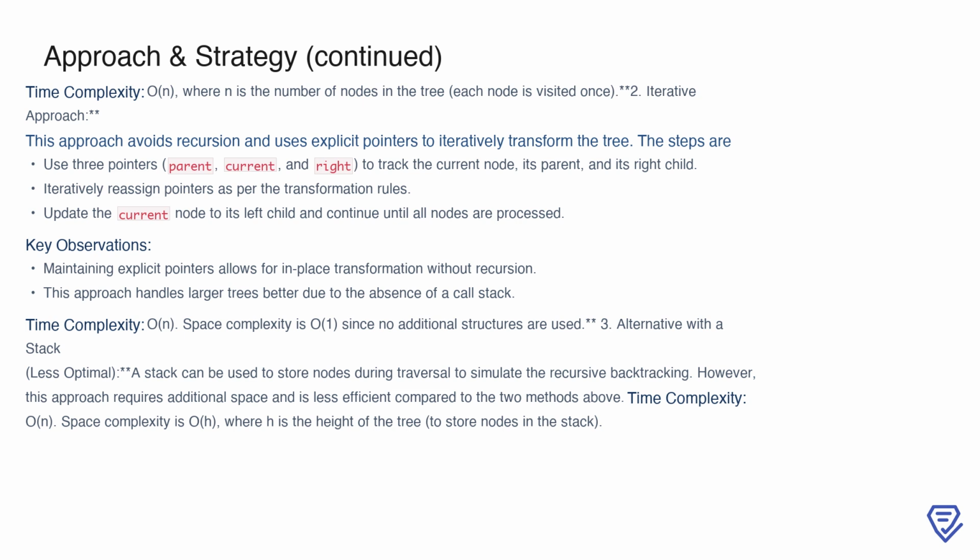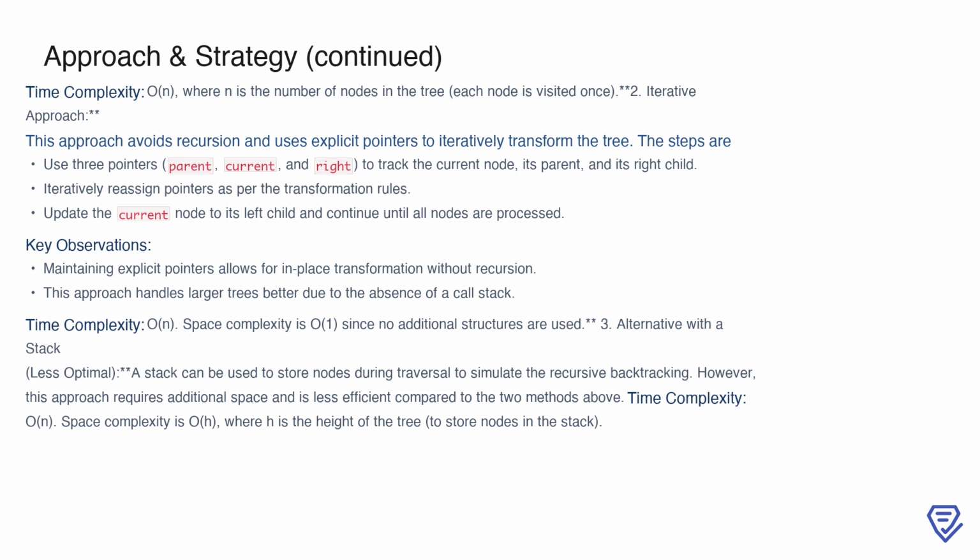Here, 3 pointers, parent, current, and right, are used to track the current node, its parent, and its right child, respectively. This setup allows us to iteratively reassign pointers according to the transformation rules. Once the current node's pointers are updated, we move the current pointer to its left child and continue the process until all nodes have been processed. By maintaining these explicit pointers, the iterative method performs the transformation in place without relying on the call stack, making it a better choice for very large trees.